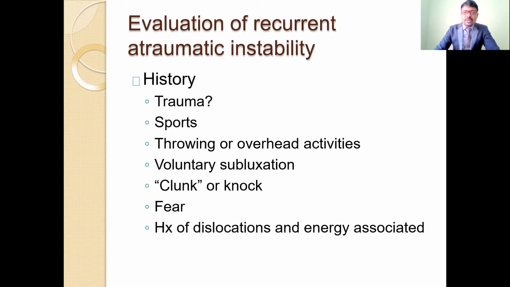And also how to do the evaluation for recurrent atraumatic instability, so how to know who are going to be prone to get recurrent dislocations. So we have to know what the causative factor for the shoulder dislocation is. The causative factor especially is trauma.